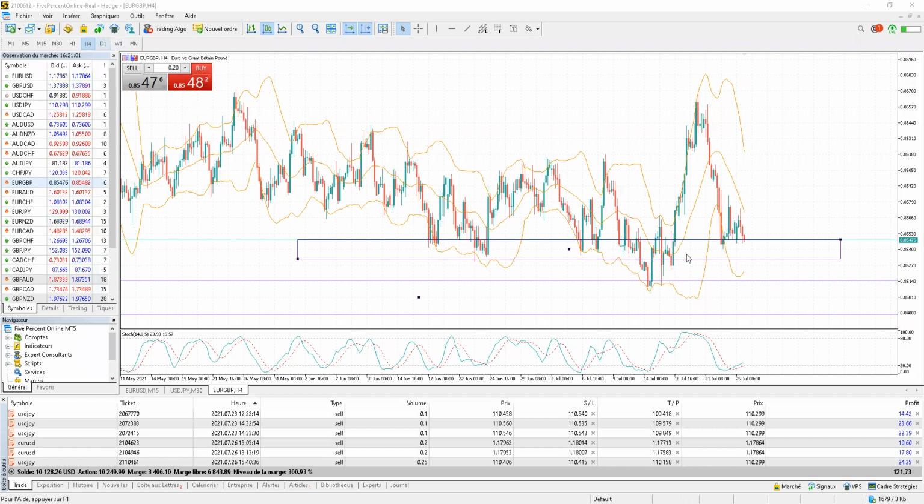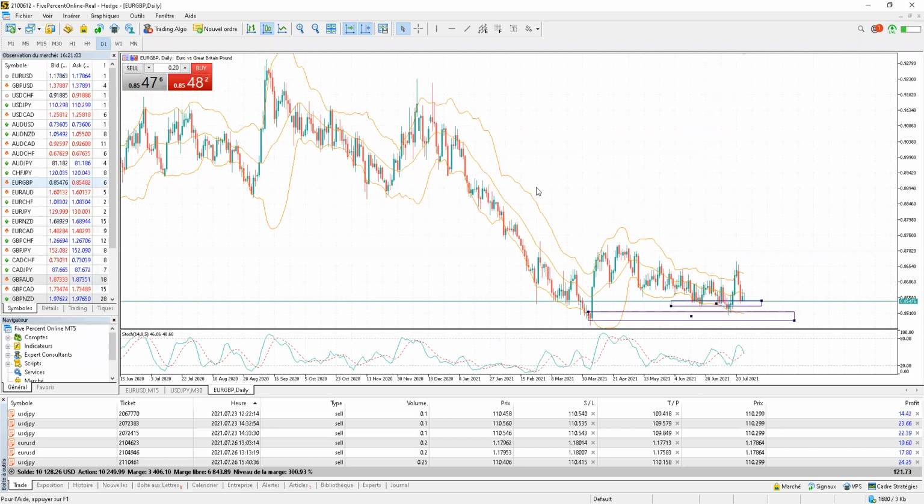Descending triangle on the daily, that's correct, but we still make a fake breakout. It's something like that here, but we make a fake breakout and we enter the market. But that's correct. Okay, it's still a triangle. Even if we make this fake breakout, we will enter this range.